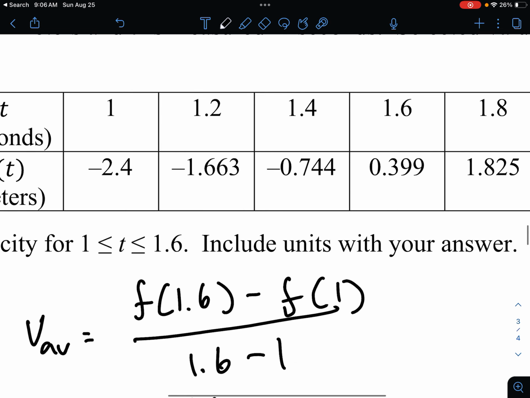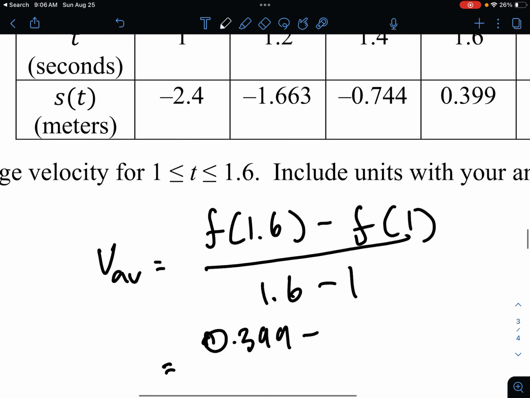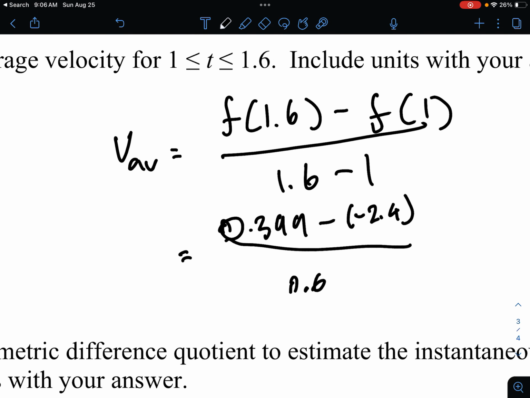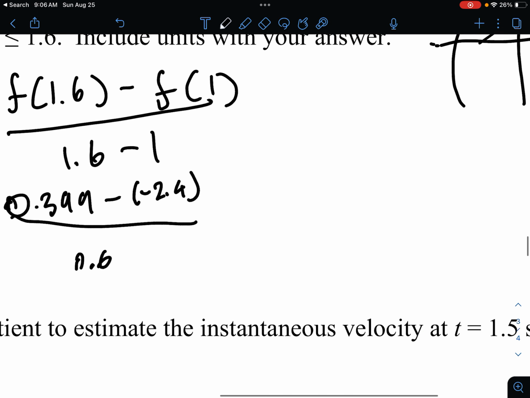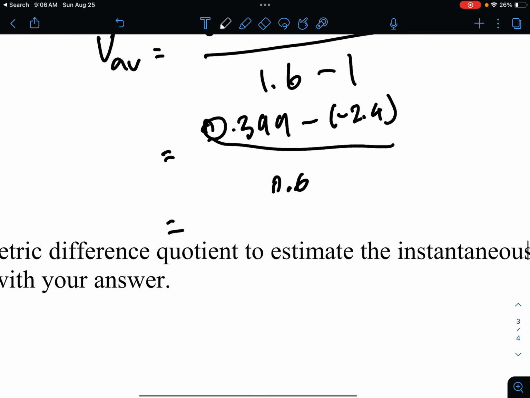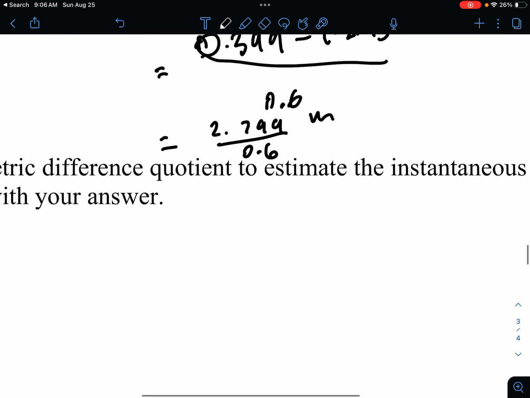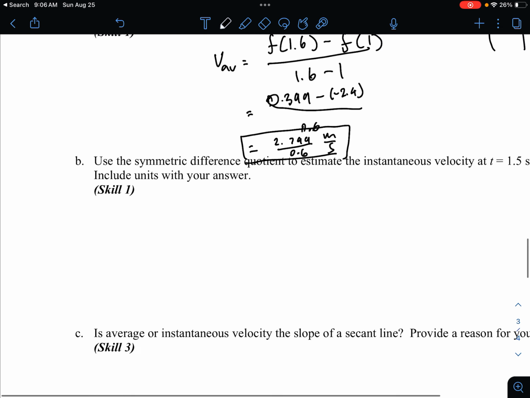Minus f of 1, which is negative 2.4 over 0.6, which is going to end up equaling 2.8799 over 0.6, and then we're looking at meters per second here. I don't know how I'm going to simplify that. I'm just going to hope my teacher takes that.